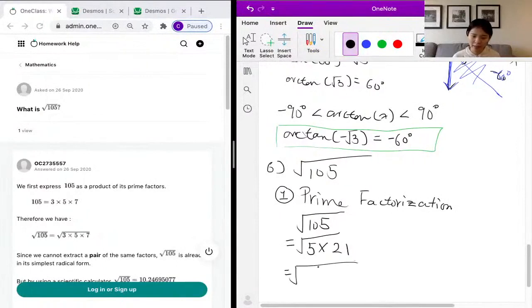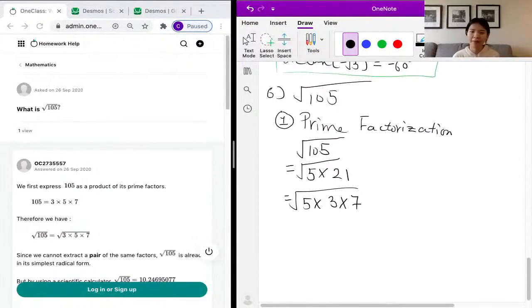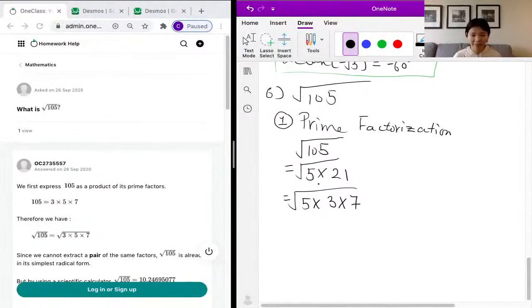Then we have 21, and we know that the sum of the digits of 21, so 2 plus 1 in this case, is 3, and 3 is a multiple of 3, so we know that 21 is also divisible by 3. So we have 21 is 3 times 7. Now we can write 105 as 5 times 3 times 7. We also know that 5, 3, 7, they're all prime numbers. So our process of prime factorization is finished at this point.